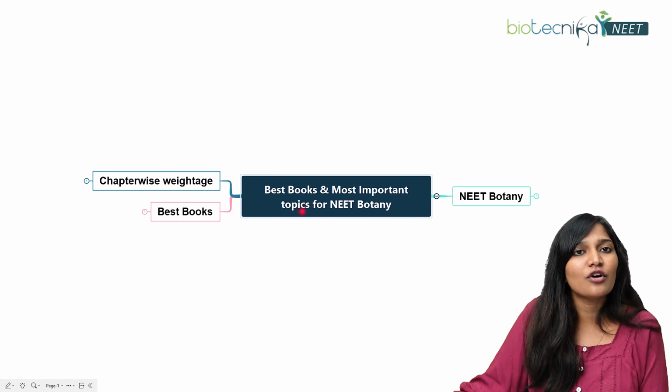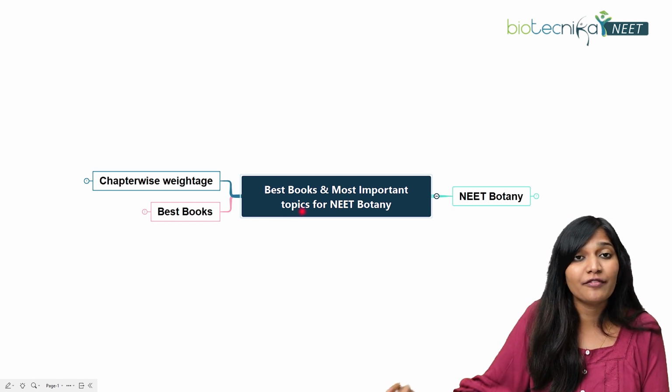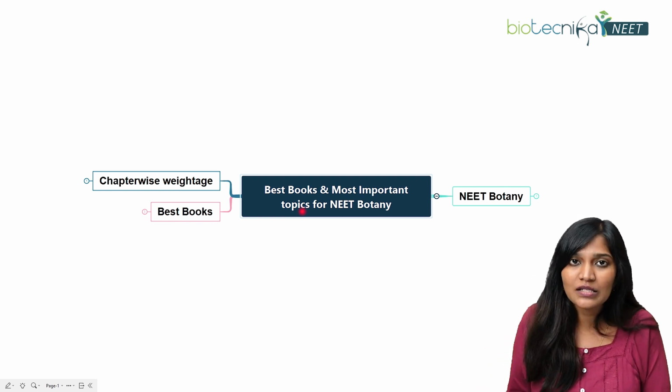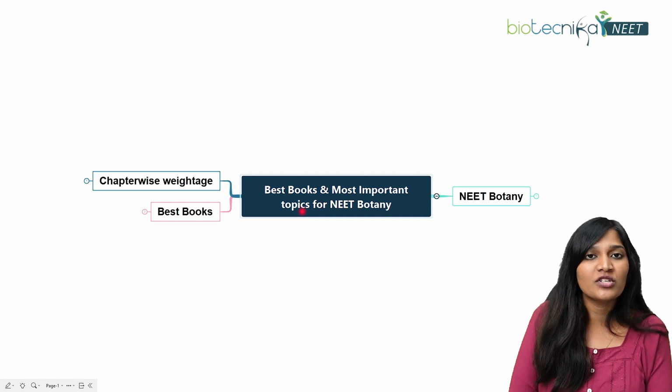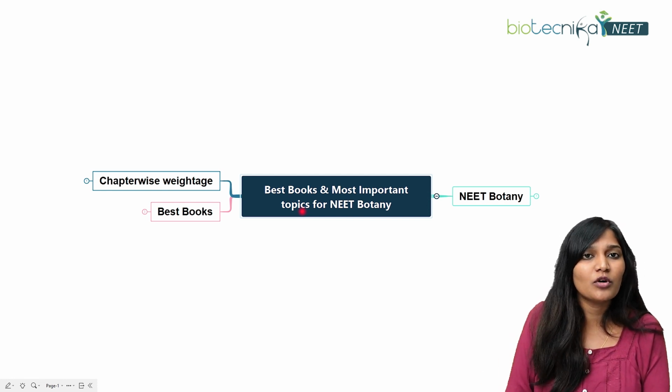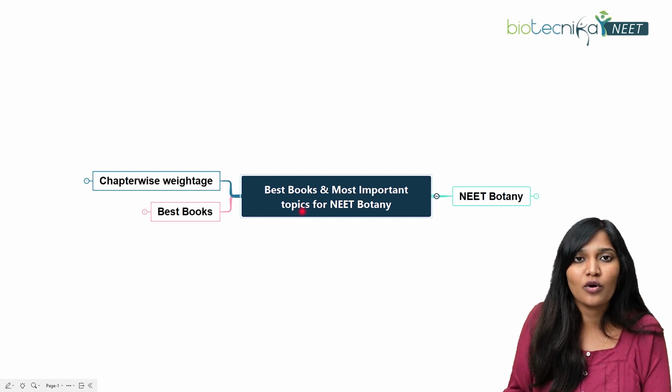First I'm going to talk about what are the best books that you definitely need to have in your hand for NEET Botany. We know that biology is going to be for 360 marks. So 180 marks is for botany and 180 marks is for zoology. So whoever is more comfortable with botany, I'm going to talk about some of the important topics also.